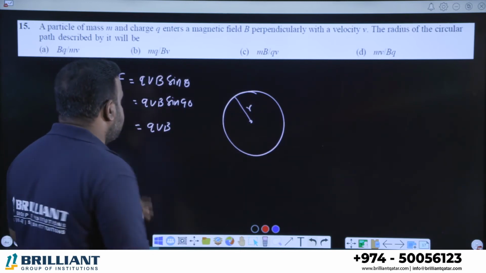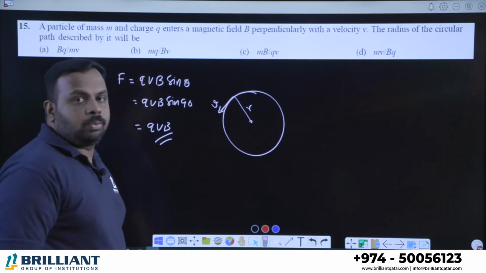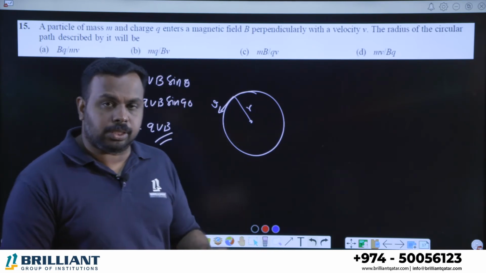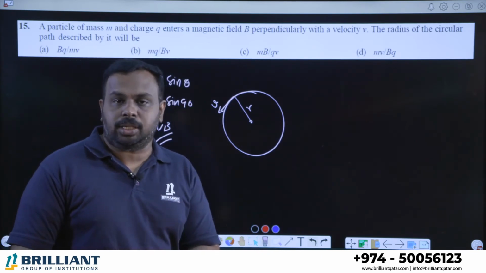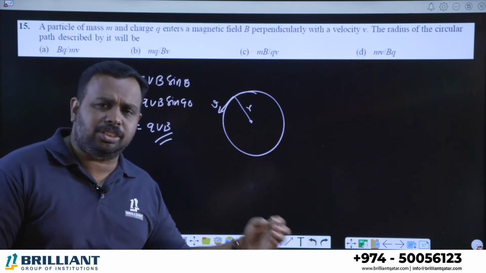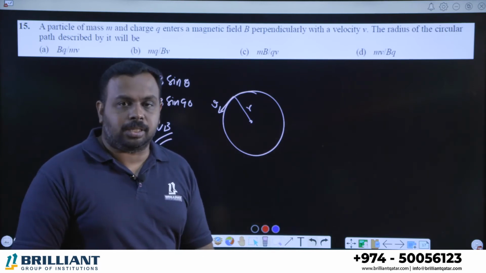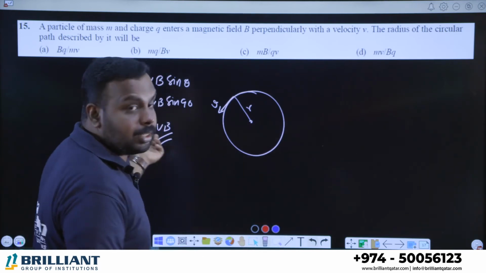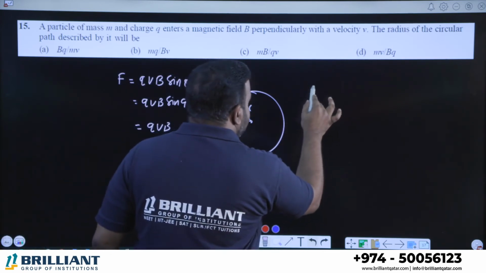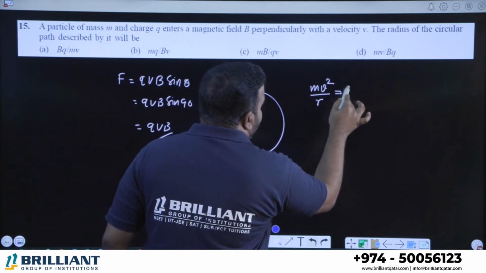This charge is experiencing this much force and it is moving with a velocity v, right? What's the idea? All of you know one of the basic ideas in physics: for circular motion, the body needs a centripetal force, right? Without centripetal force, the body can't move in a circular path. So here just think, who will provide the centripetal force? From where will this charged particle get the centripetal force? That is from the Lorentz force. So you can use the idea of centripetal force. What is the formula for centripetal force? It is mv square by r.